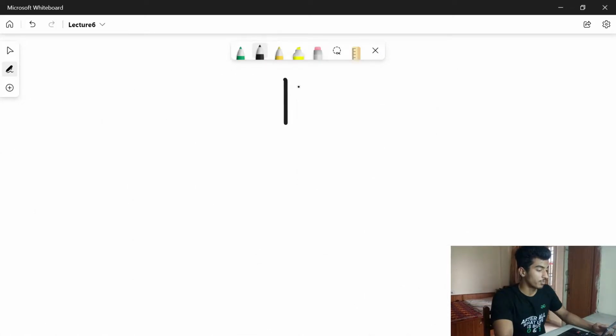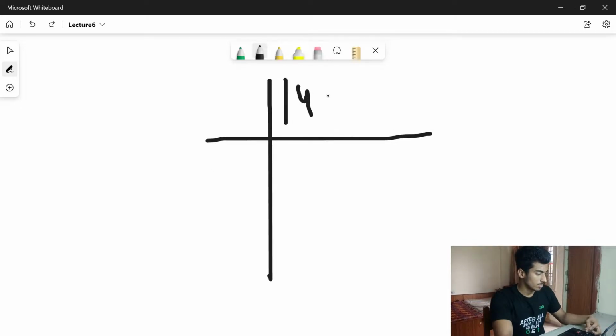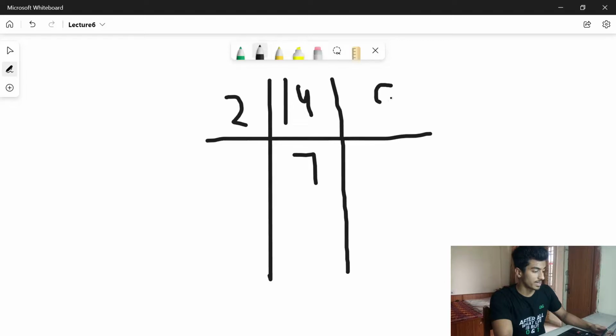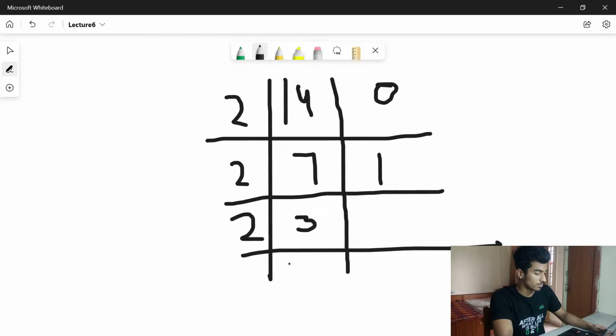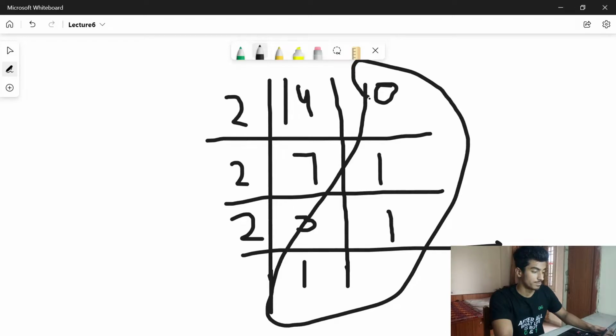Suppose I have the number 14, so I will divide it by 2. The quotient is 7 and the remainder is 0. Again divide by 2. The quotient is 3 and the remainder is 1. And again divide it by 2. The quotient is 1 and the remainder is also 1. And now it is less than 2. That is it.